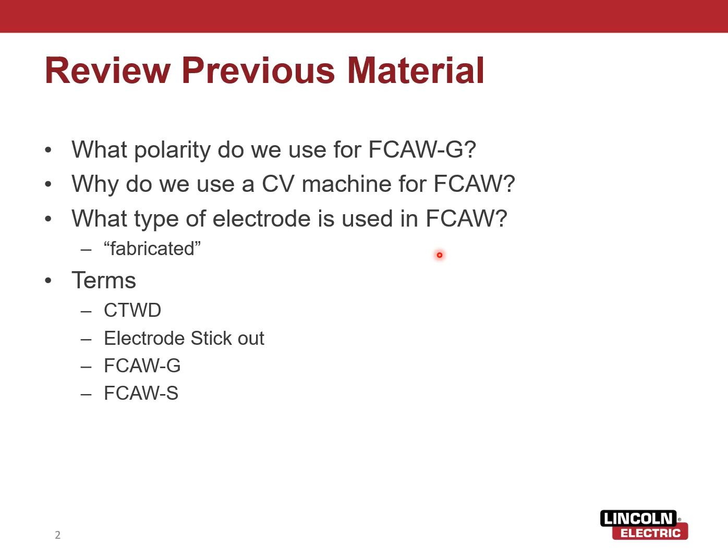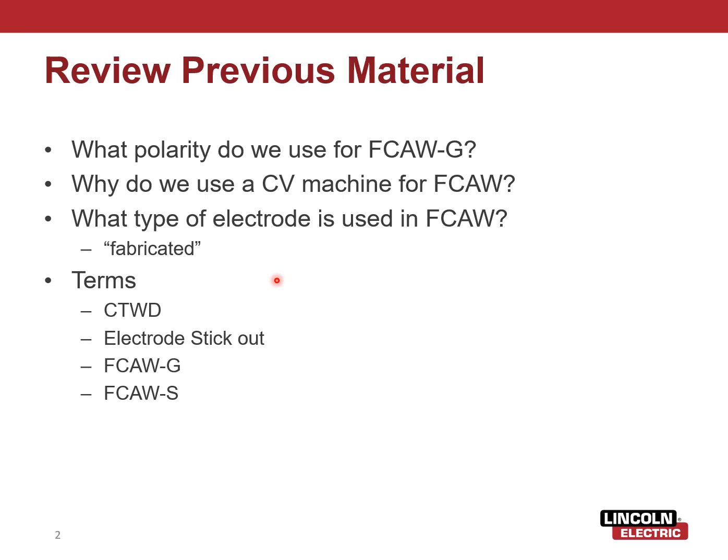What type of electrode is used in flux core arc welding? They call it a fabricated wire, but if you're looking at the actual classification breakdown, just like when we had the GMAW electrode, we've got that S, that ER70S-6, that's denoting the type of electrode. And so there's either going to be an S or a T there. So what does that T stand for?